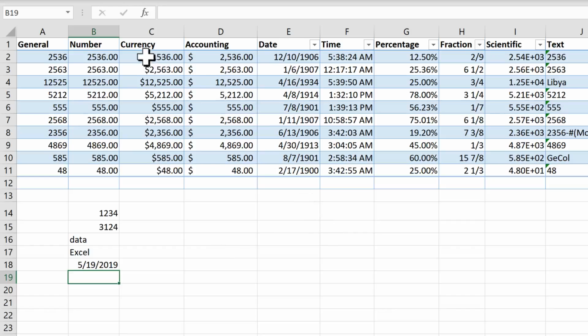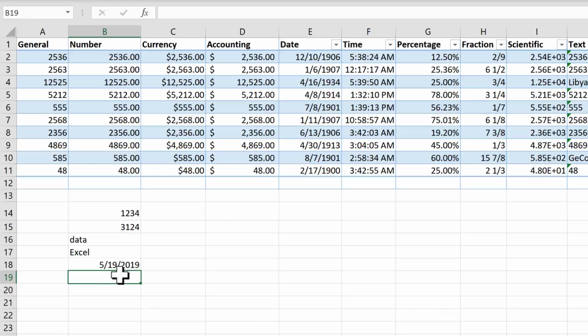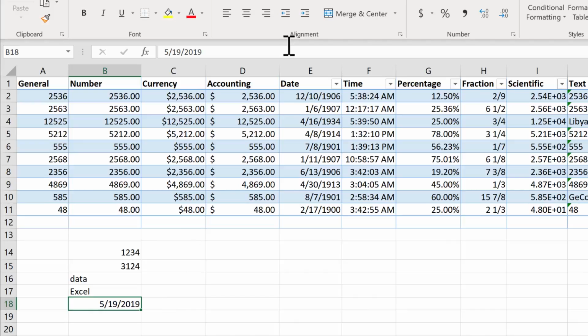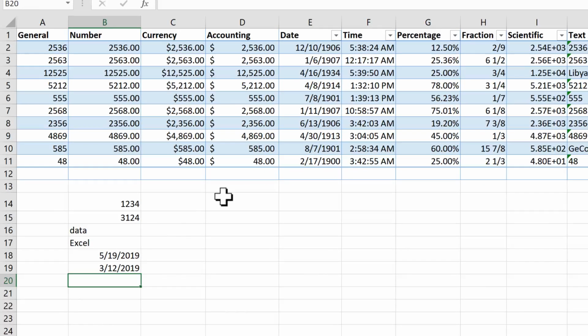So what happened when we entered the date here? The date was aligned to the right without us choosing any alignment options. This means that the date was understood by Excel in the right way. And it was aligned to the right because it is actually a number. So any date you write is going to be aligned to the right if Excel understood that this is a date.